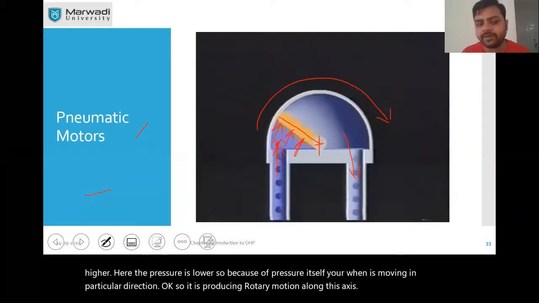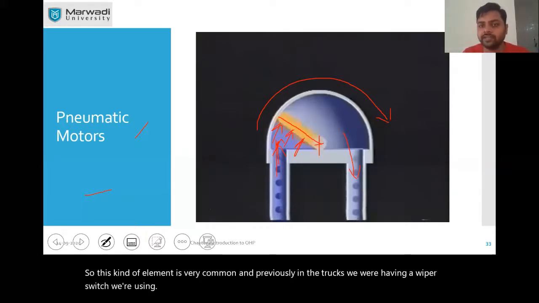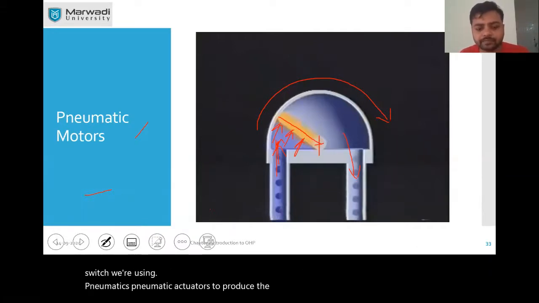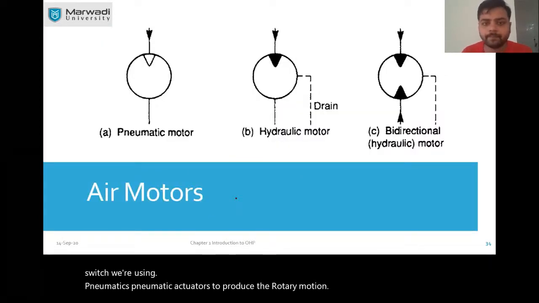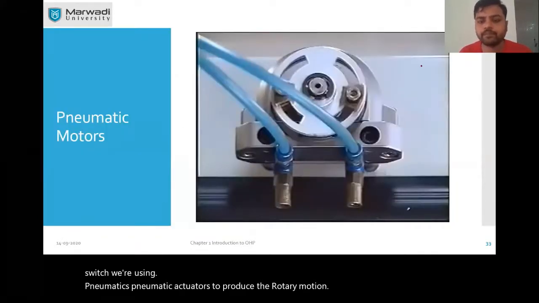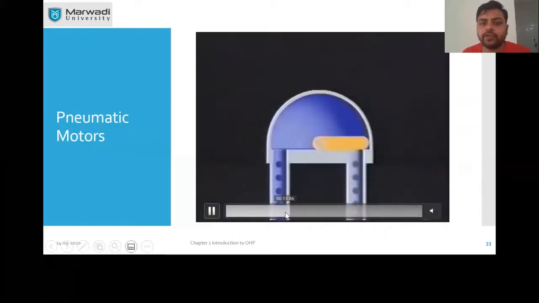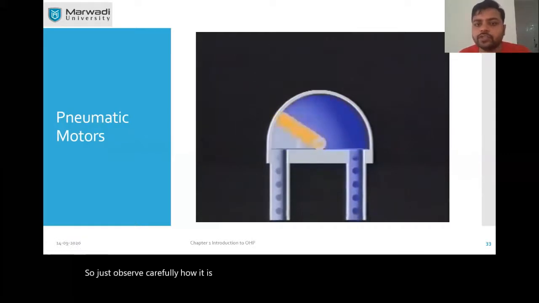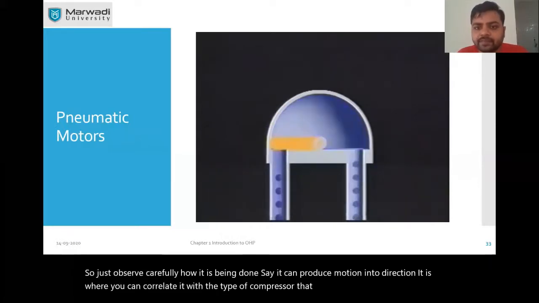So this kind of arrangement is very common, and previously in the trucks we were having wipers which were using pneumatic actuators to produce the rotary motion. So just observe carefully how it is being done. See, it can produce motion in two directions. Here you can correlate it with the type of compressor that we have seen previously.